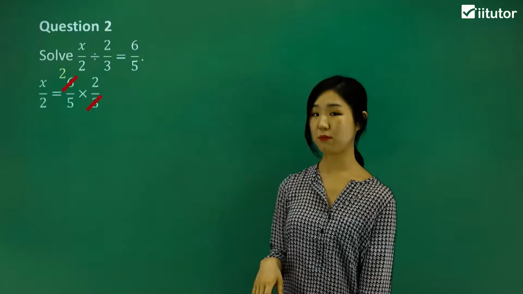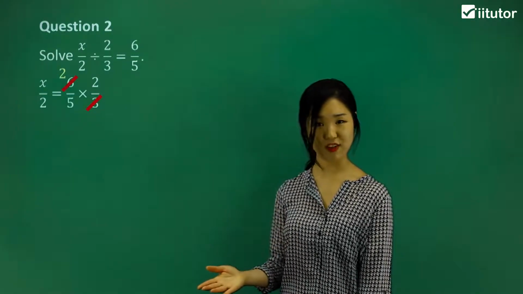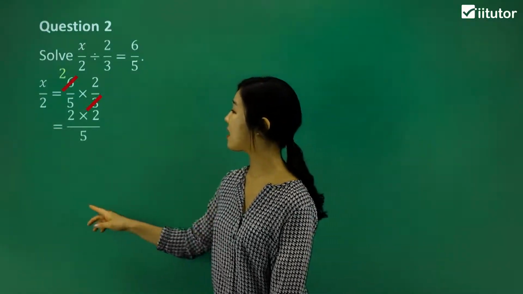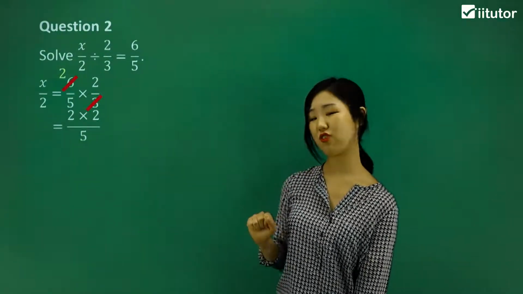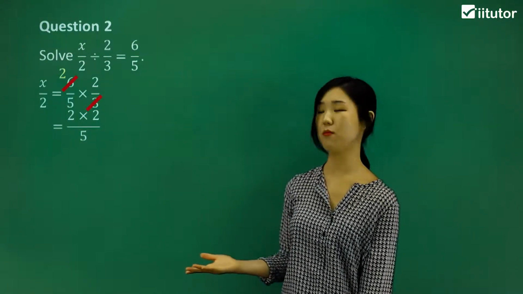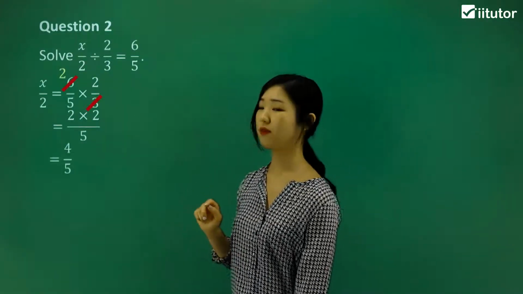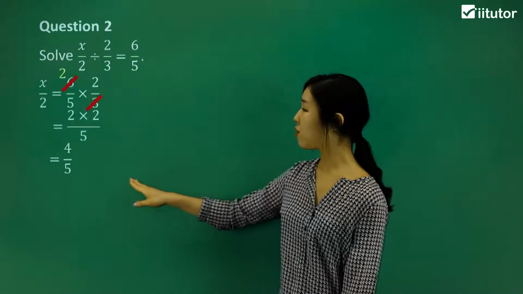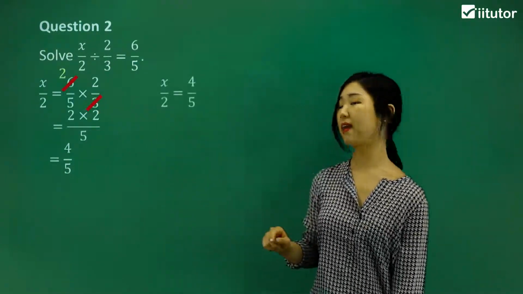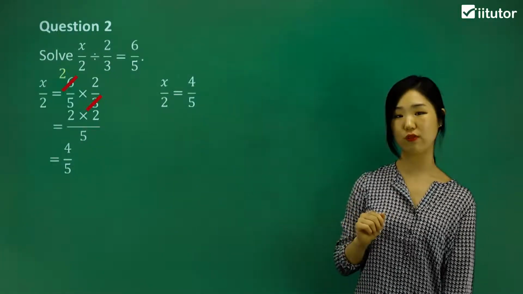So now that we've simplified, now let's do the multiplication. You multiply the numerators together, so we have 2 times 2 left on the numerator, and the denominator is just 5, because that's all we have on the denominator. 2 times 2 is 4, so I've simplified it to 4 on 5, but we're not done yet, because 4 on 5 comes from x on 2. So x on 2 is 4 on 5.